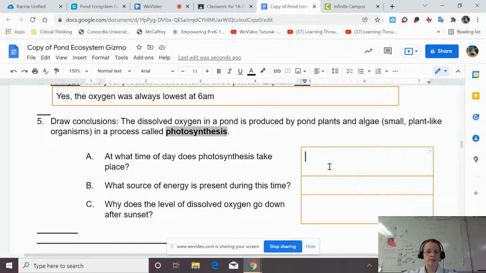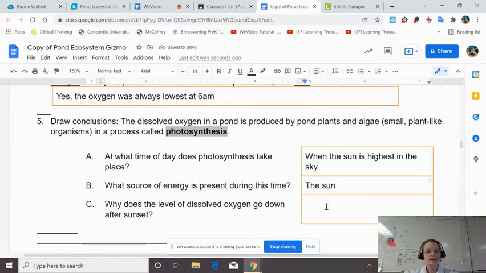At what time does photosynthesis take place? Well, if photosynthesis is dependent on the sun, when will photosynthesis happen? Some of you connected the dots there, when the sun is highest in the sky. And the source of energy present during this time is, I gave away the answer, the sun.